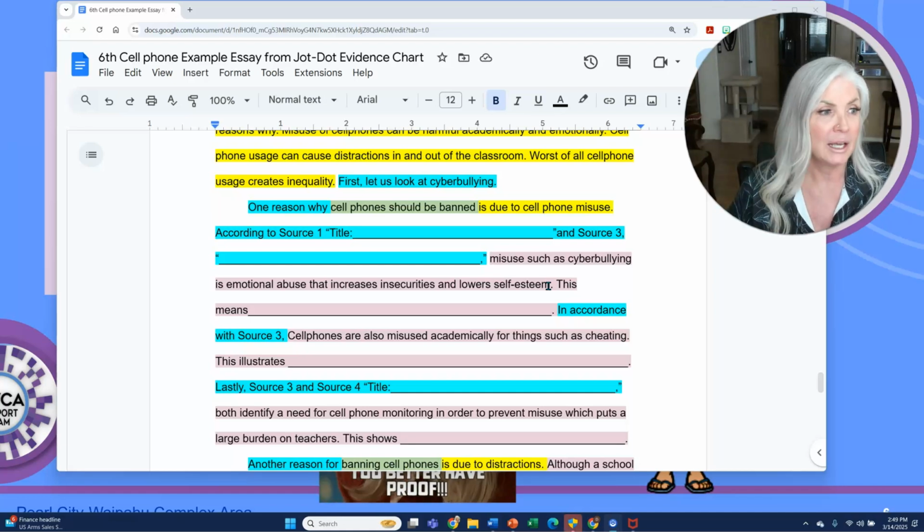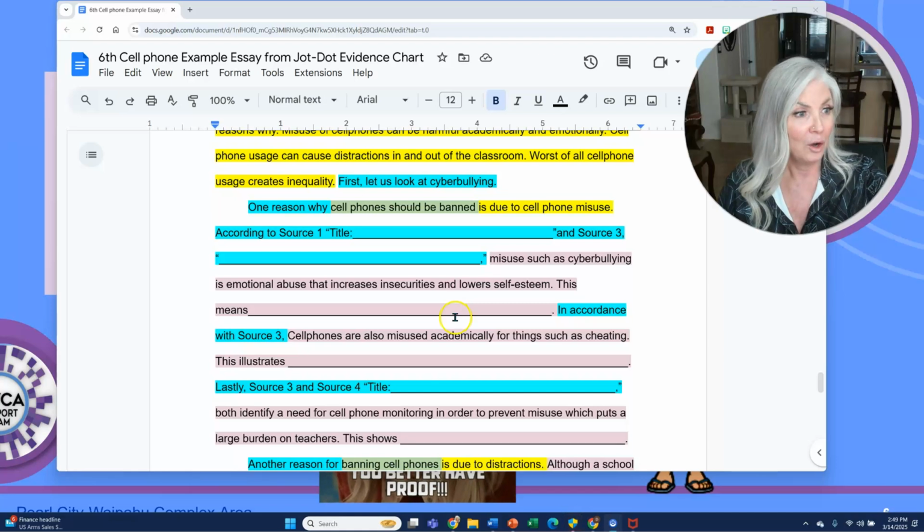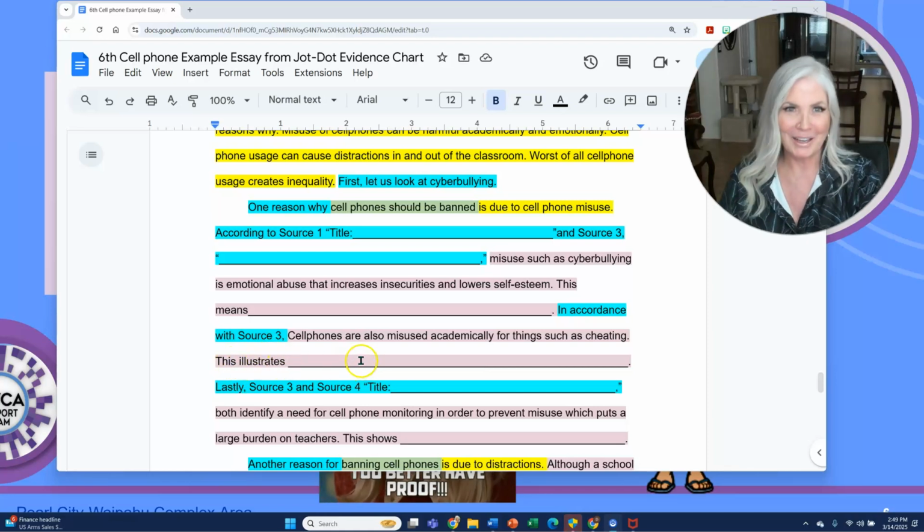Now is when you explain it. This means cell phones should be banned because, and then you explain it. Because of social emotional well-being. In accordance with source 3, cell phones are also misused academically for things such as cheating. This illustrates that, and you say the topic again, cell phones should be banned because, and now what about misused academically? Could it be, should be banned because it's hurting students academically?